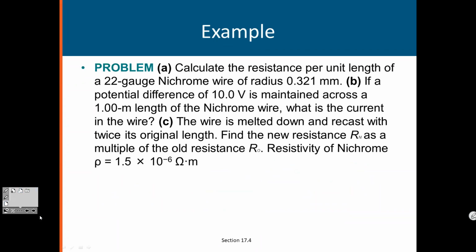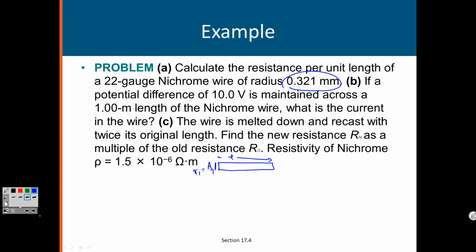What is the question? Part C. The wire is melted down and recast with twice its original length. Find the new resistance. So we have this wire. Okay, it has a certain length, which is 1 meter, and it has a certain area, which is the radius. We have a certain radius R1 and the corresponding area. So we have certain length and certain radius.